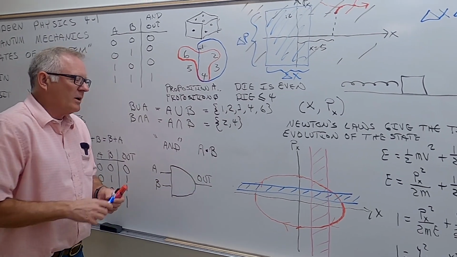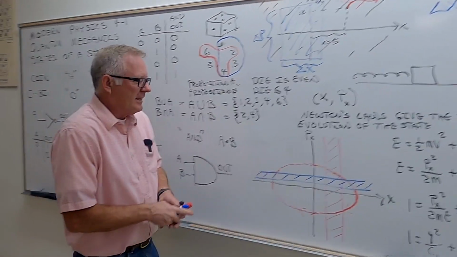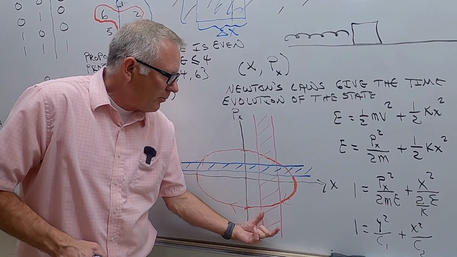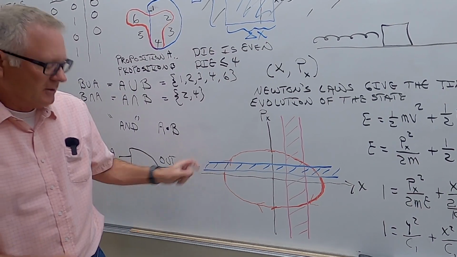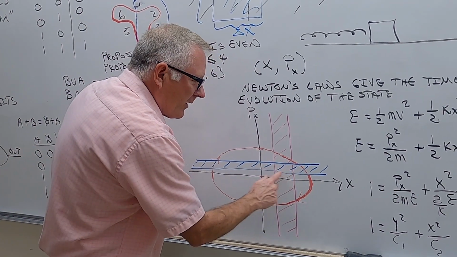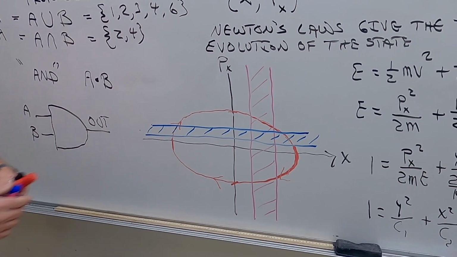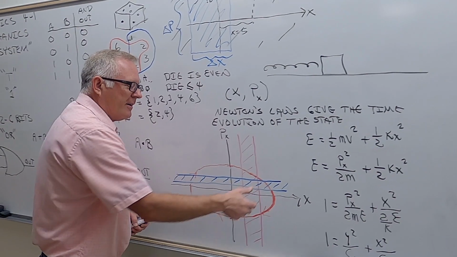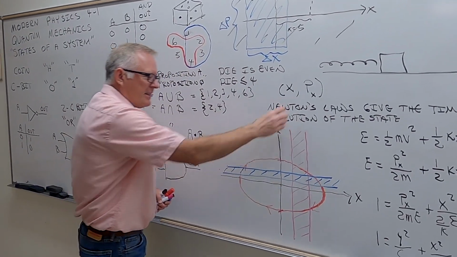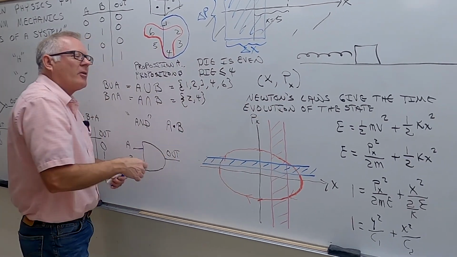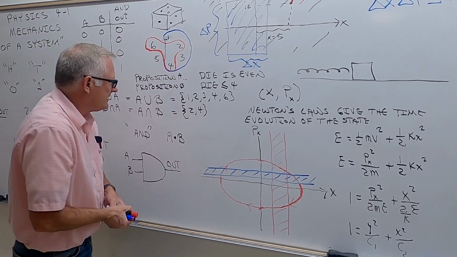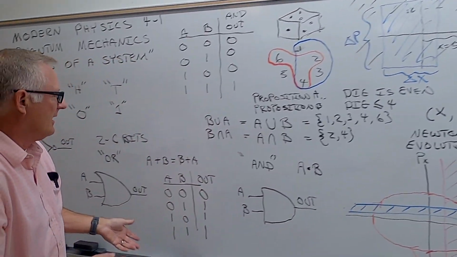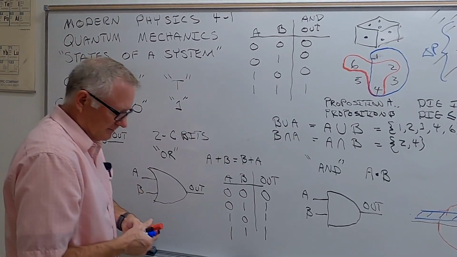And now we can say, what's the intersection? That is, what is the intersection between x has to be between these 2 points and p has to be between these 2 points? Well, that would just be this little rectangle right there. And we could have talked about the union. That is, x is between here and here, or momentum is between here and here, and that would be all of this region. So even classical mechanics uses this regular set notation, this classical logic, Boolean logic. So this is classical mechanics.